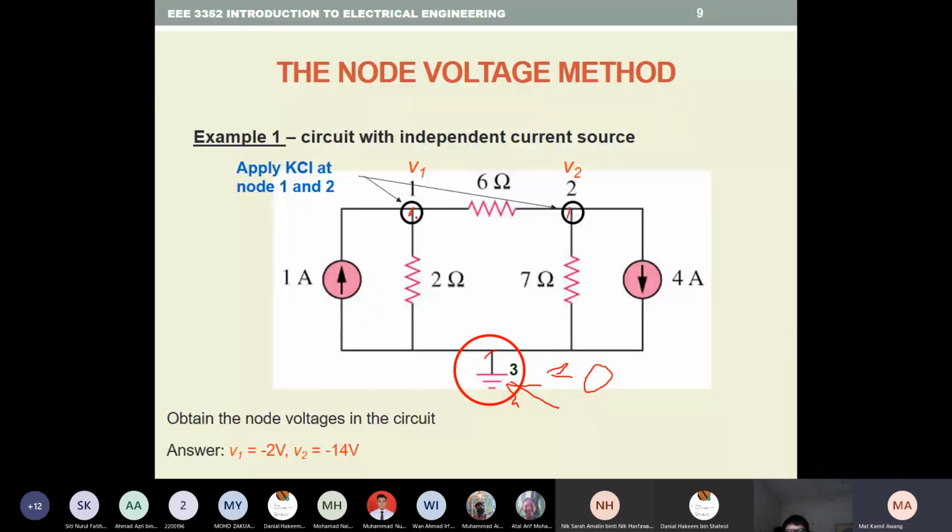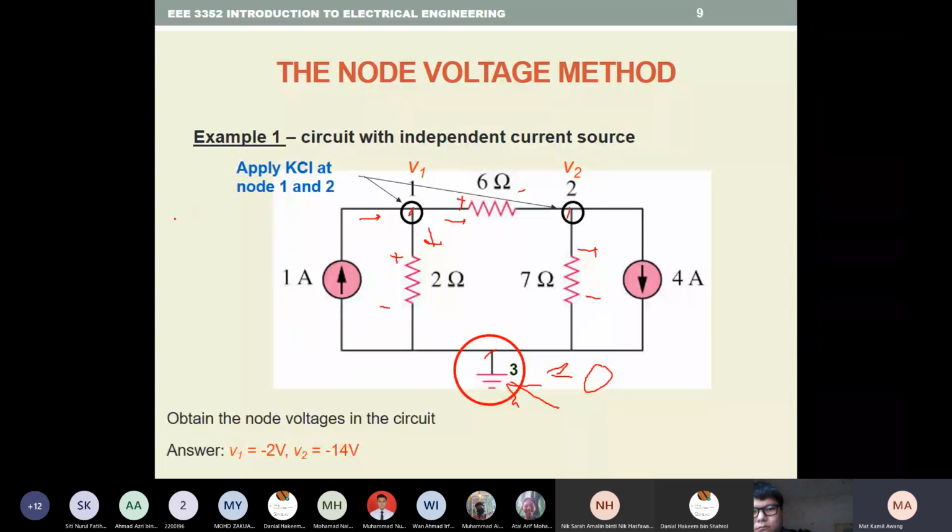So what is the formula, the KCL at this node? So you get this one is going here, and this one going out. This one is going out because you put plus sign here, minus here, plus sign here, minus here. This one you can put plus here, minus here. Okay, so this is going out.